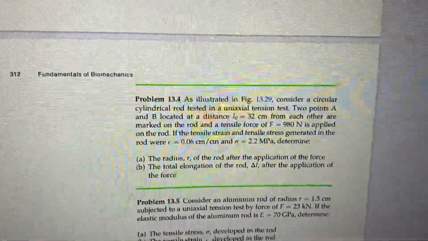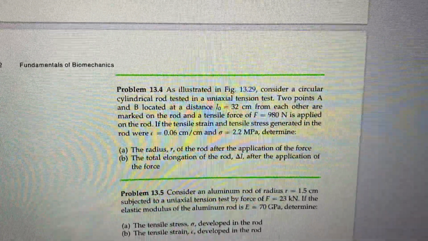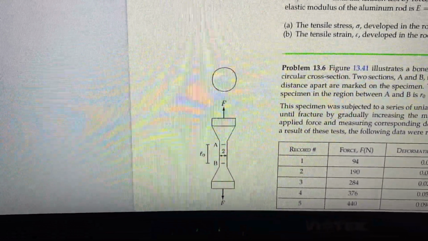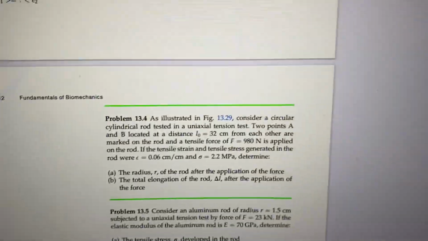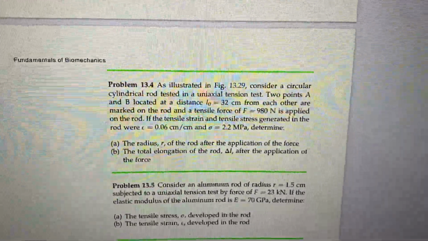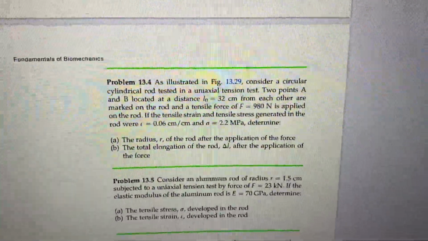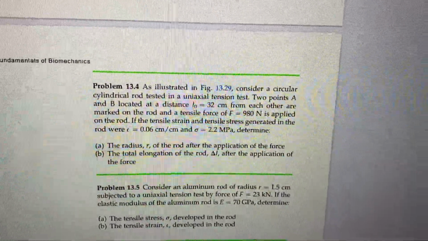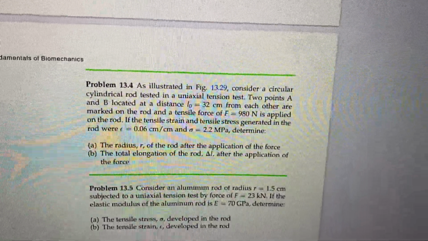Here's my solution to problem 13.4 as listed in the lecture PowerPoint. It asks us to consider this figure down here, which I've drawn on the page, so I will show that in a minute. Two points A and B are an initial distance of 32 centimeters from each other, and the tensile force being applied is 980 newtons.